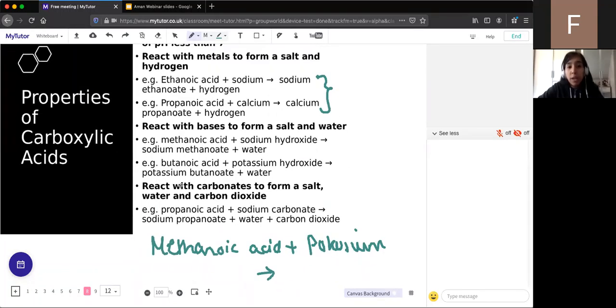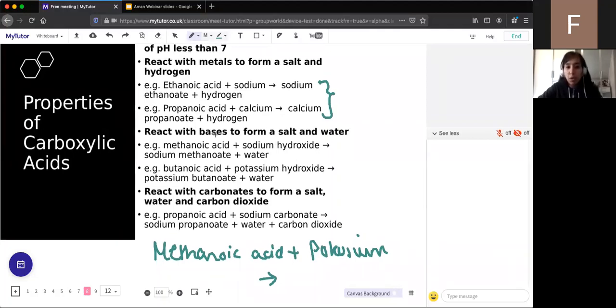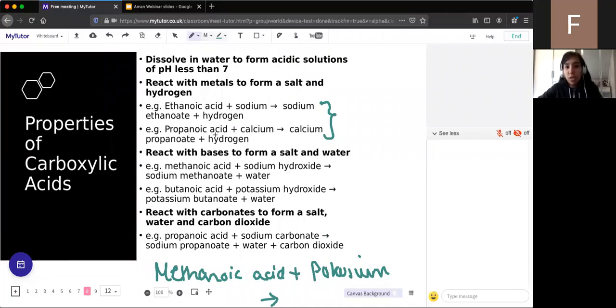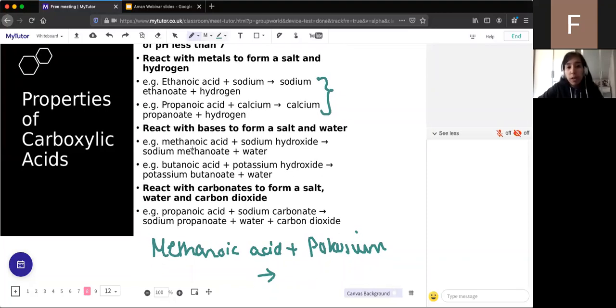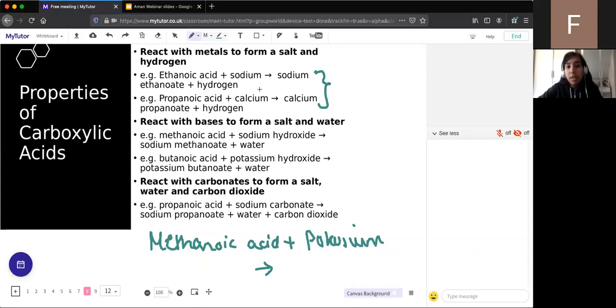Okay, the second reaction of acids is that they react with bases. So remember that alkalis are bases dissolved in water. So sodium hydroxide and potassium hydroxide are technically alkalis, but bases is the correct word for anything that has a pH greater than 7. So they react with bases to form a salt and water. Again, that's basically a neutralization reaction. So methanoic acid reacts with sodium hydroxide to produce sodium methanoate and water. It's exactly the same as what we've done here, but instead of hydrogen being produced, we produce water.